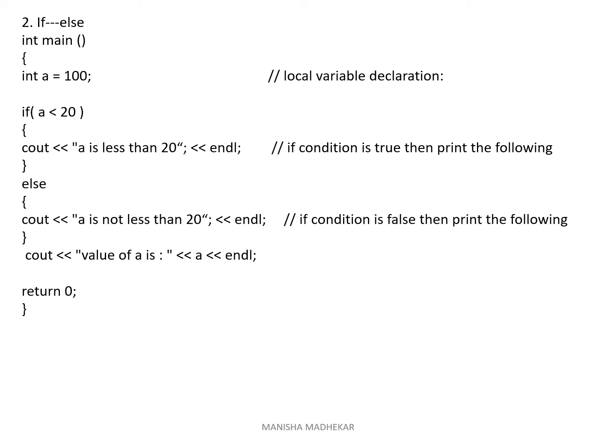Here the value of a is 100, so it is not less than 20. So it will print the statement next to the else keyword, that is a is not less than 20. It will also print the value of a as 100.